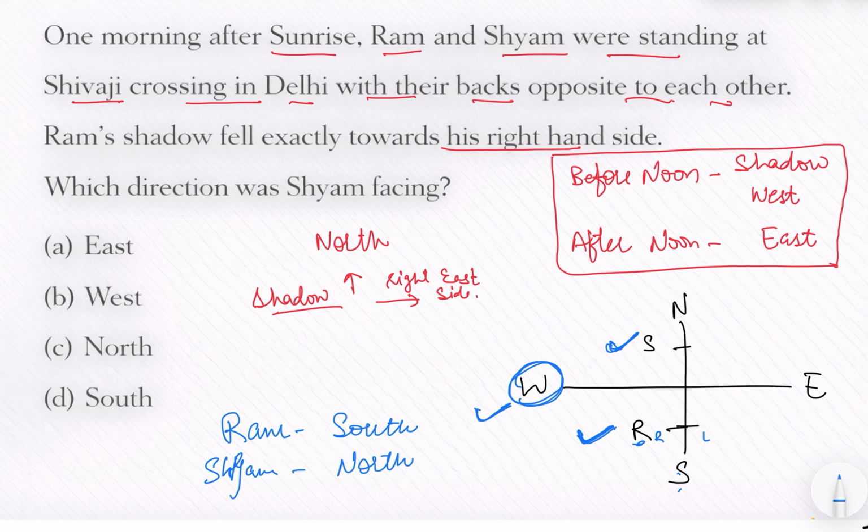So Ram's shadow fell exactly towards his right hand side. Therefore he will face the south side. And according to the question, Shyam's direction is opposite to that of Ram's. So therefore Shyam will face north side. So option C is correct.